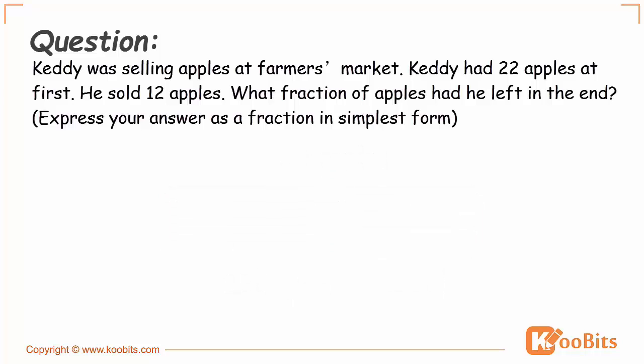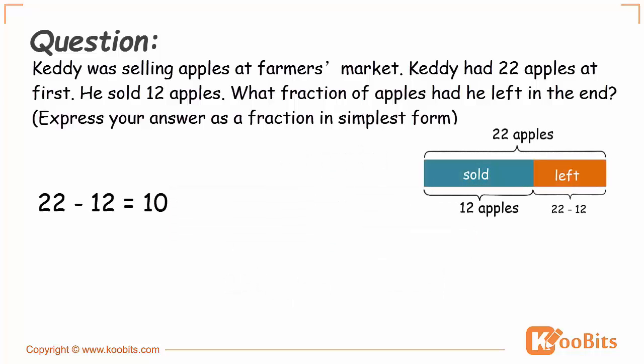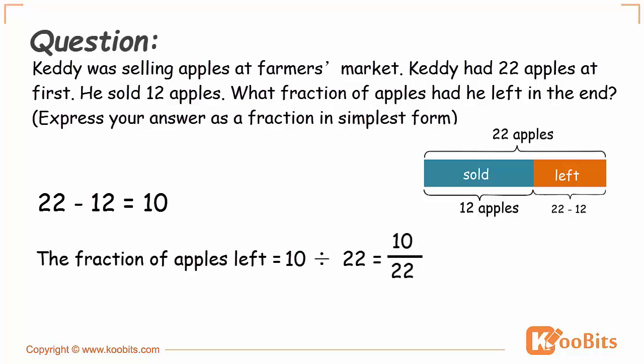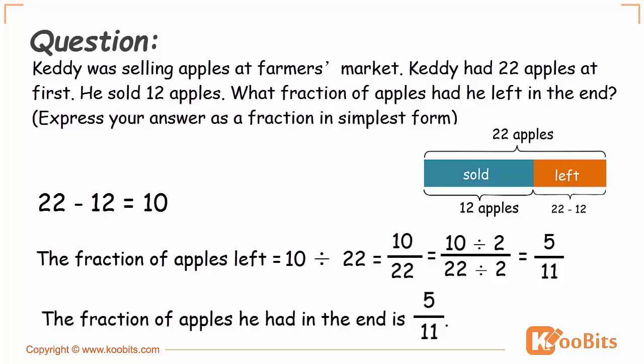The number of apples left is equal to 22 minus 12 equals 10. The fraction of apples left equals 10 divided by 22 equals 10 over 22. To get the simplest form, let's divide both numerator and denominator by their largest common factor, which is 2. 10 over 22 is equal to 5 over 11, which is the simplest form. Hence, the fraction of apples he had in the end is 5 over 11.